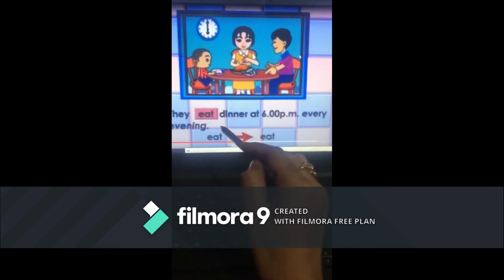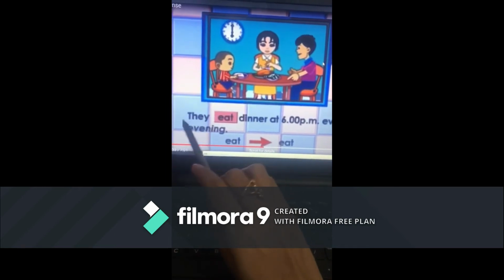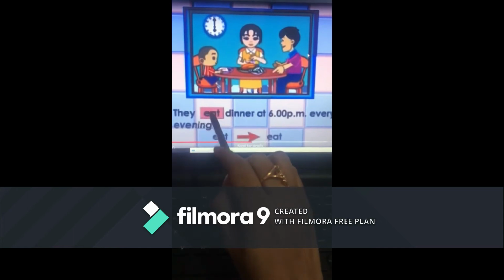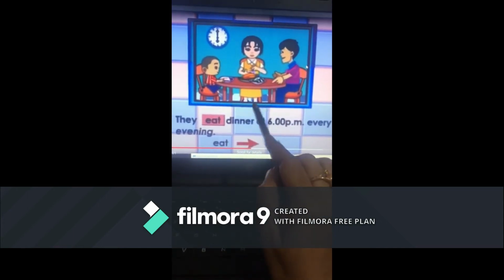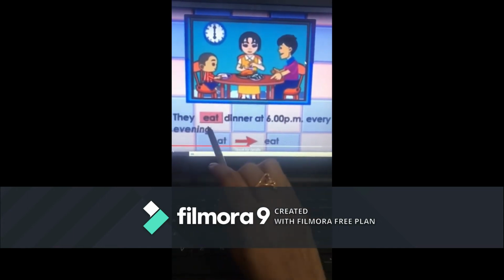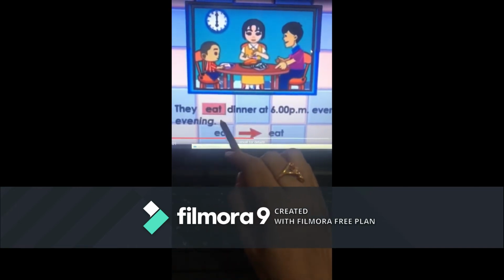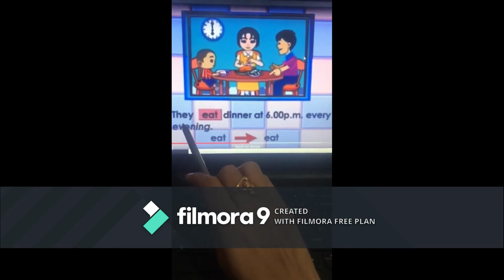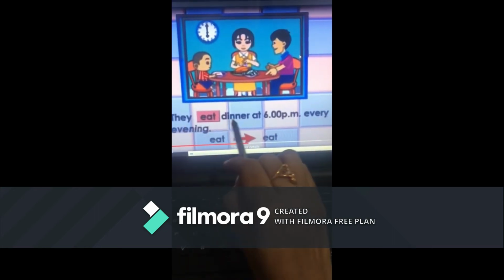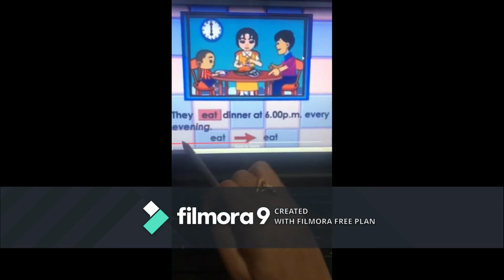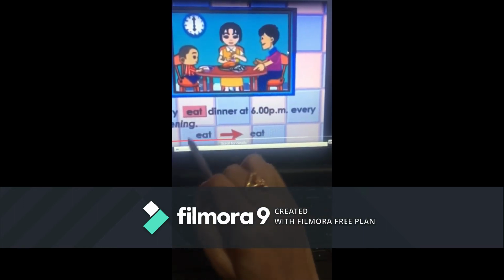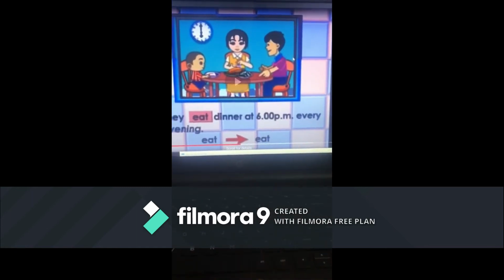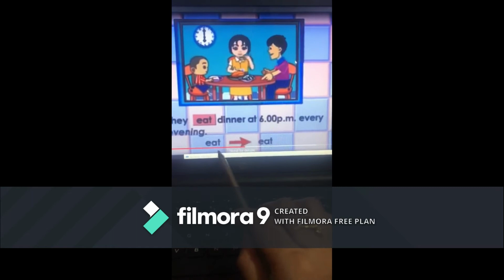Okay, now you can see we have not added s to the verb. Why? Because it is a plural pronoun. So we will not add s to the verb. The verb remains in its original form. So, as the example says, they eat dinner at 6 p.m. every evening. Here the verb was eat and it will remain as eat.